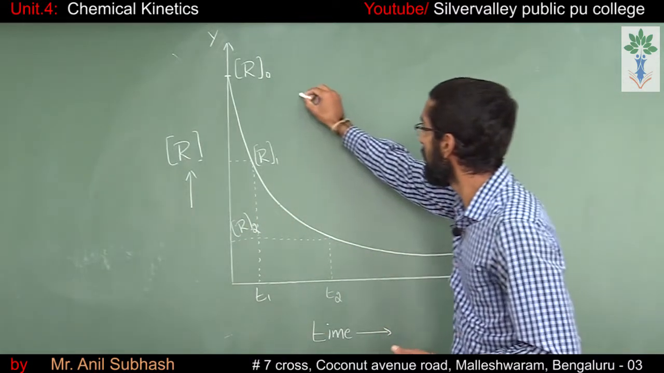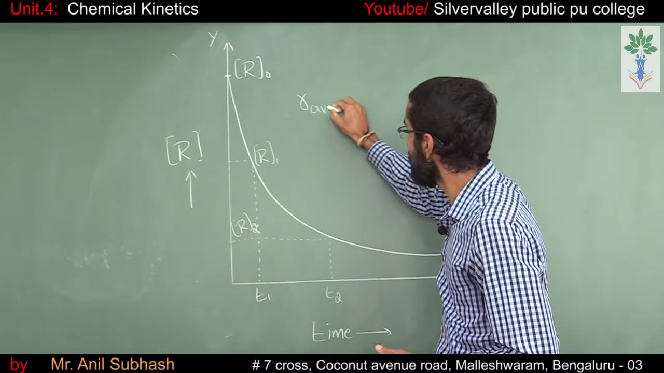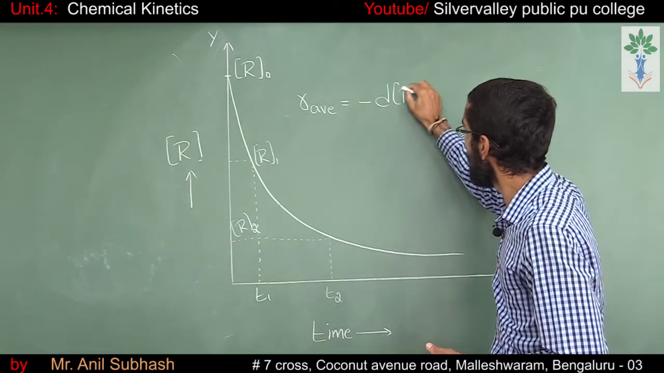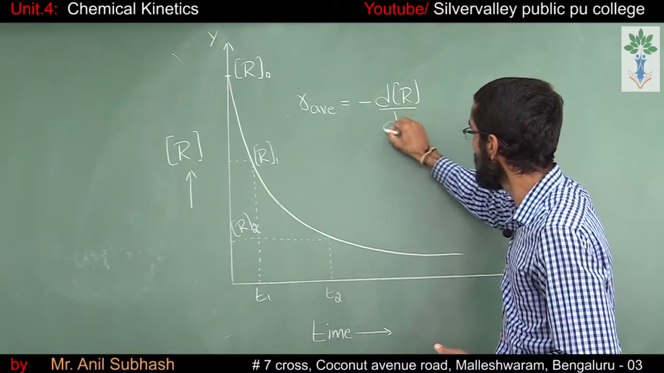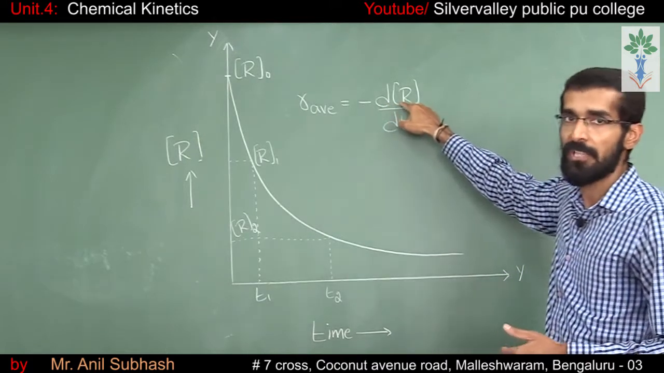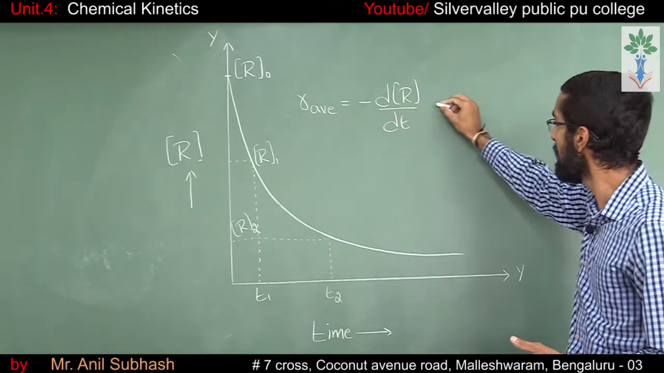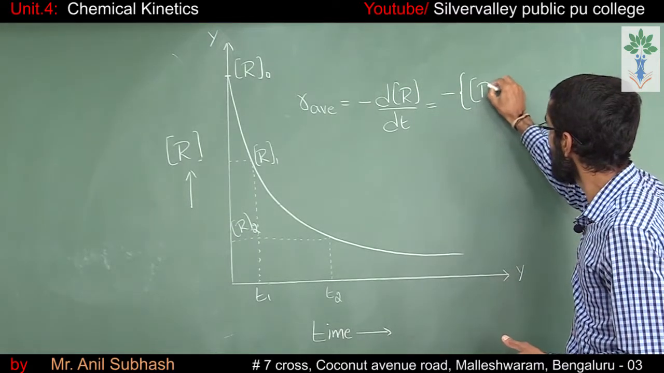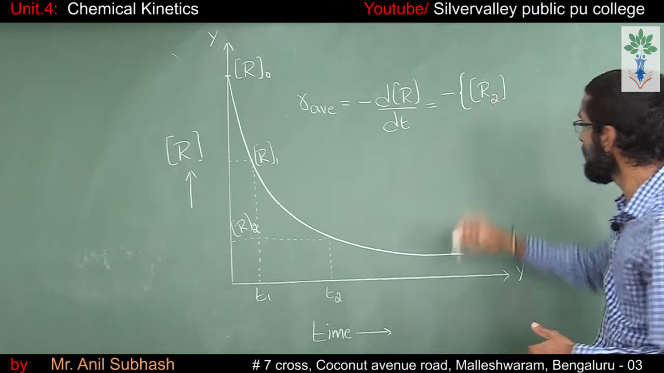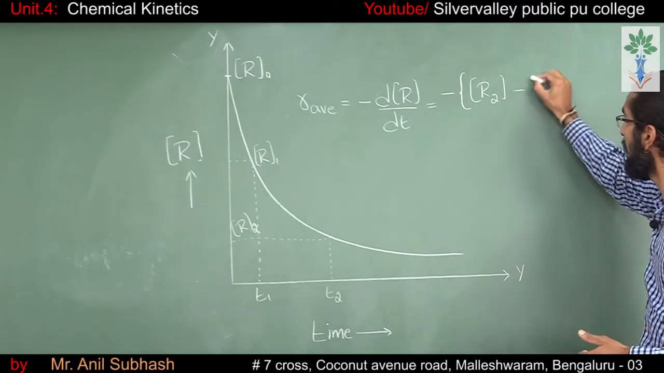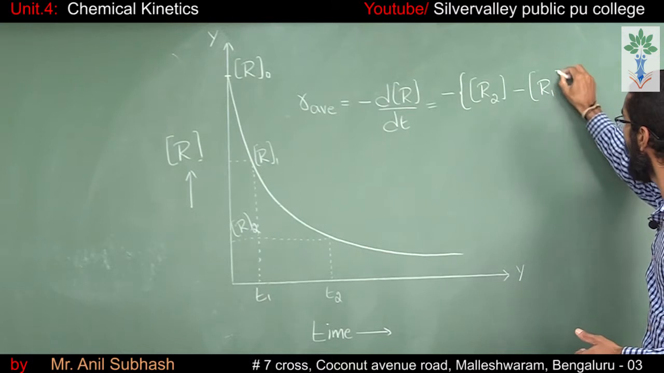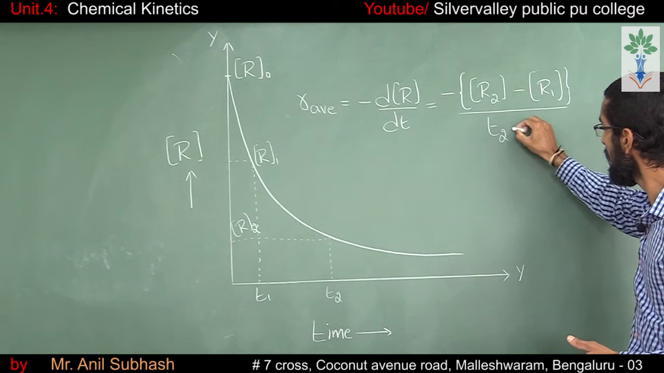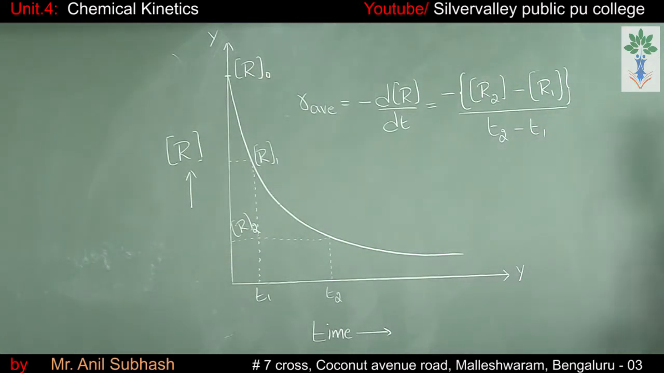Then average rate is given by minus dR by dt, where dR is the change in the concentration of the reactant, that is given by minus final concentration R2 minus R1, divided by T2 minus T1.